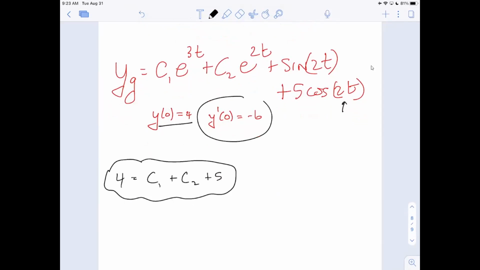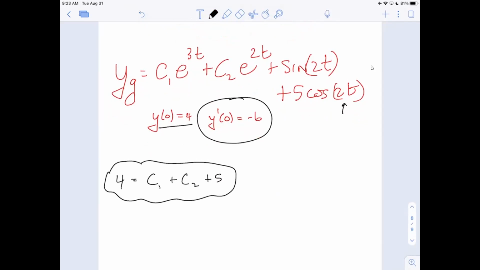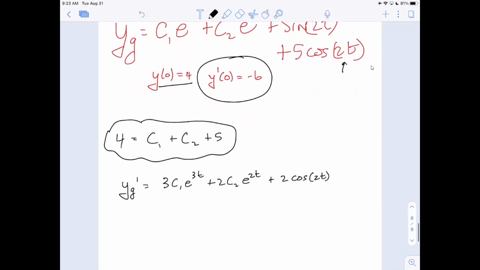But unfortunately, for the second one, I've actually got to take the derivative of all this mess. So y general prime would be 3c1 e to the 3t plus 2c2 e to the 2t. Derivative of sine is cosine times the derivative of 2t. And then, of course, the derivative of cosine is going to be sine, which means it's going to disappear, but I'll go ahead and write it anyway. Derivative of cosine is negative sine and also times 2, so that would be -10 sine of 2t.